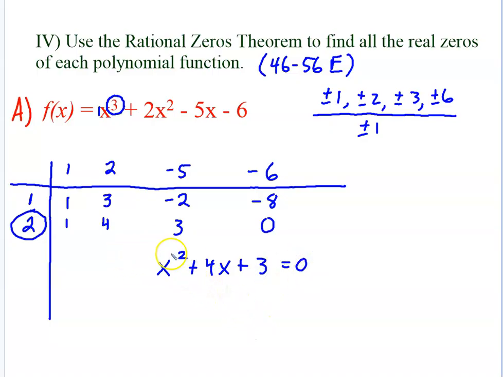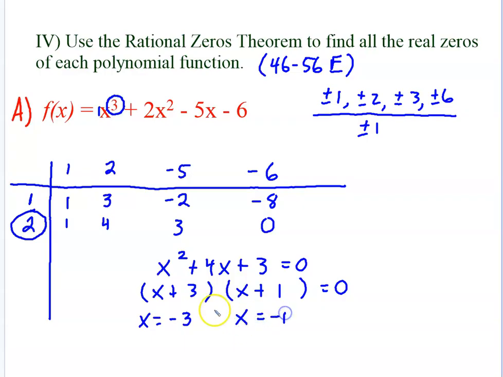And so once you get to quadratic level, you don't have to go through the table anymore. You can just go back and remember how we solve quadratic equations. And sometimes they factor. Sometimes you'll have to use the quadratic formula. In this case, factoring is possible because factors of 3 that add up to 4 are positive 3 and positive 1. And so I got my other 2 zeros. X is negative 3 and x is negative 1.